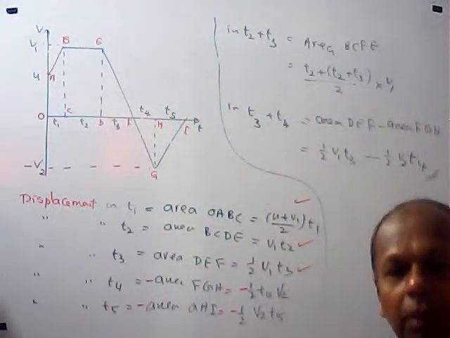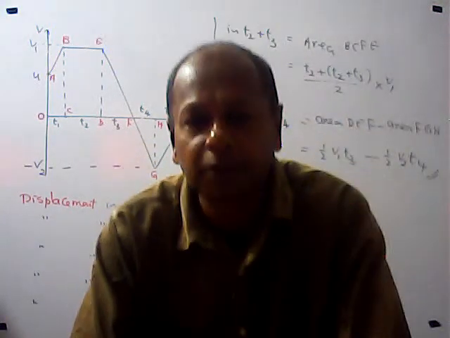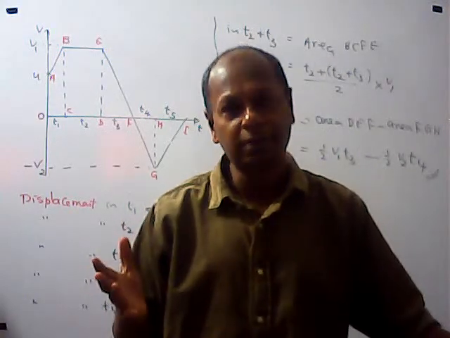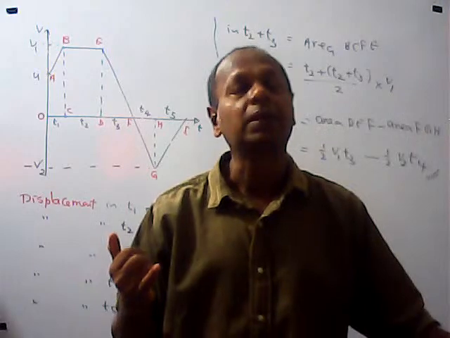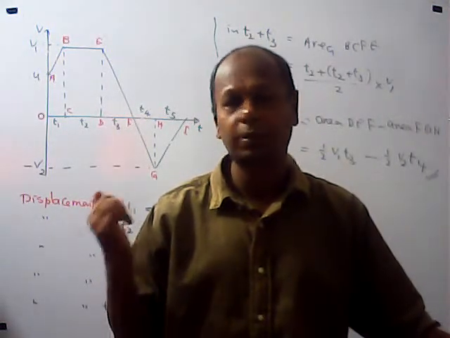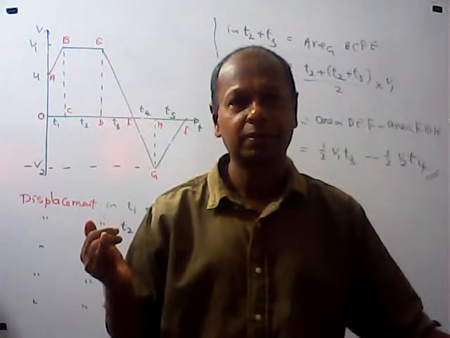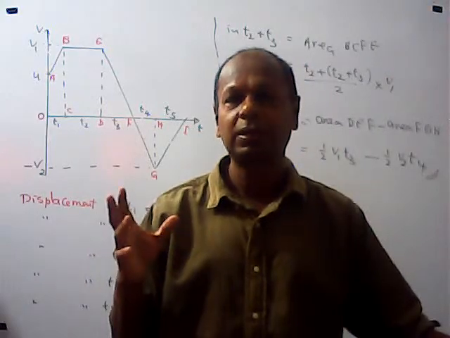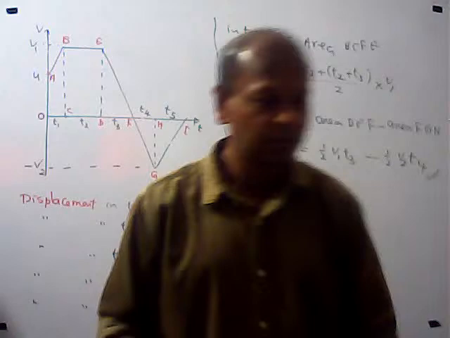So now solving problems of VT graphs. Remember that you have two tools in your hands. Number one, acceleration equals the gradient of the curve. That's one tool. The second is distance equals area. So remember that you have two tools to use, and keeping them in mind, you have to start problems.